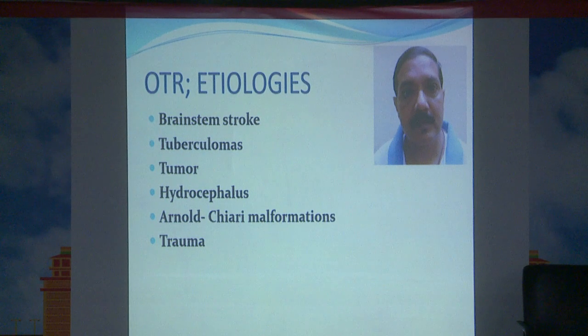Now etiologies, as we said: brainstem strokes are an important factor in the older age group, and in the younger age group you have tuberculomas. In our country we still have a lot of tuberculosis, and you do see a lot of tuberculoma. Cysticercosis is another very important differential diagnosis. We have a lot of neurocysticercosis, and of course there will be other conditions like hydrocephalus, Arnold-Chiari malformation, trauma. They are not so common, but keep in mind brainstem stroke, tuberculosis and neurocysticercosis. If you have these, you are likely to end up with a skew.